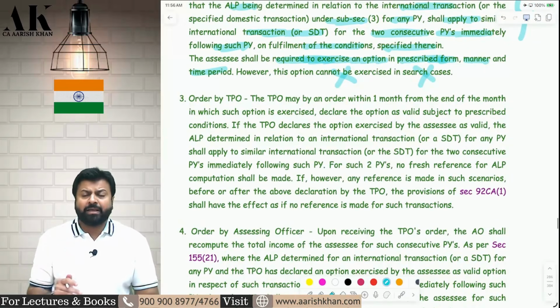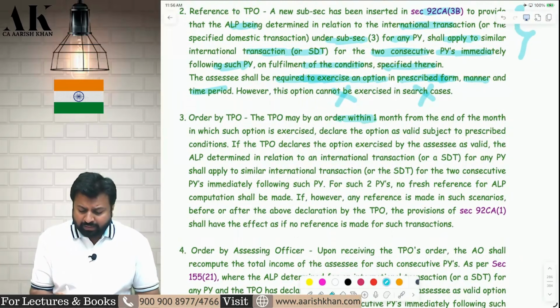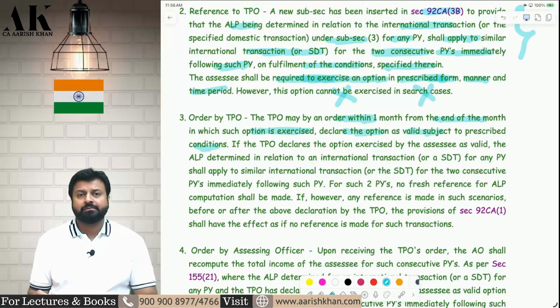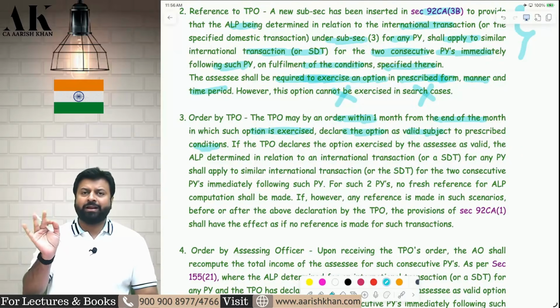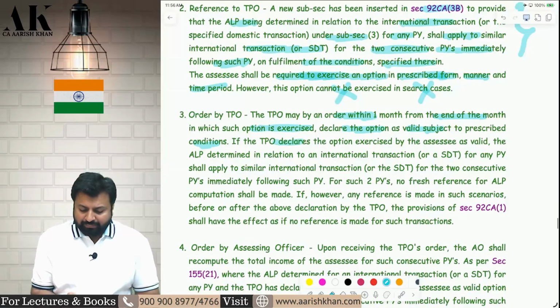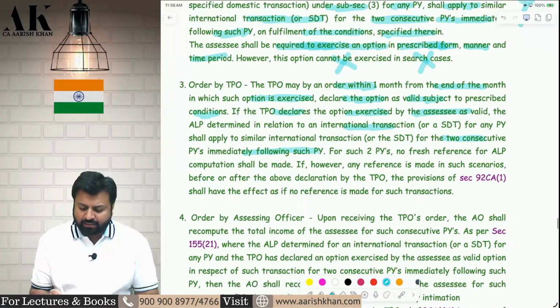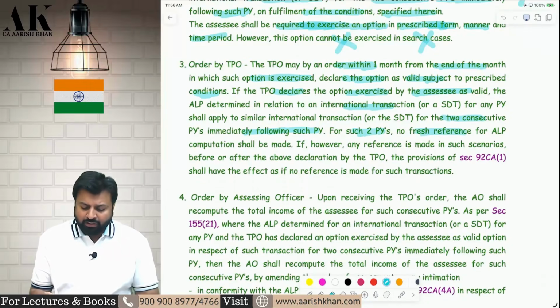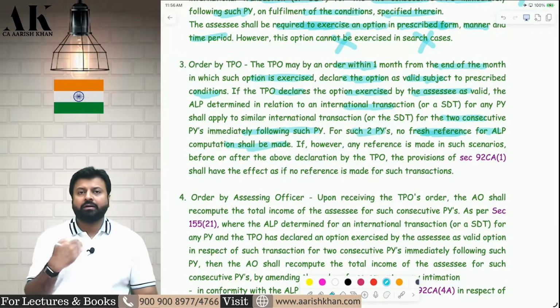Now, after you give an application, the TPO will pass an order within 1 month from the end of the month in which the option is exercised and declare the option as valid, subject to prescribed conditions. So once you make an application, TPO will declare the option as valid, and for the next 2 years also the same arm's length price will be applied in your case. No need to refer again and again. And once the TPO declares the option exercised as valid in respect of an international transaction or SDT for any previous year, for the 2 consecutive previous years immediately following, the AO will not refer to TPO.